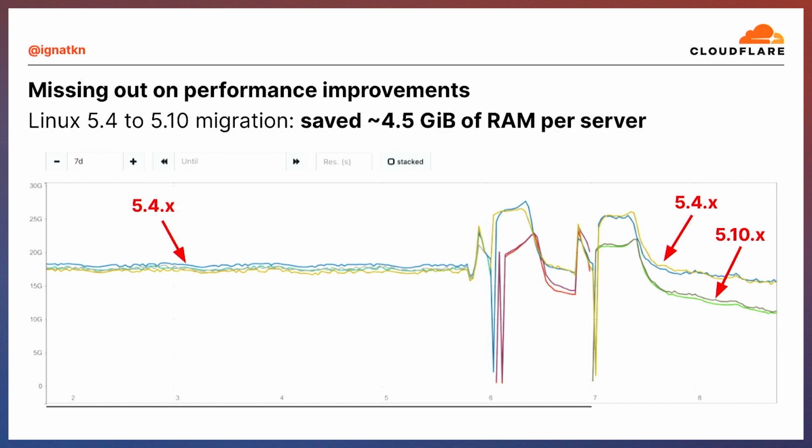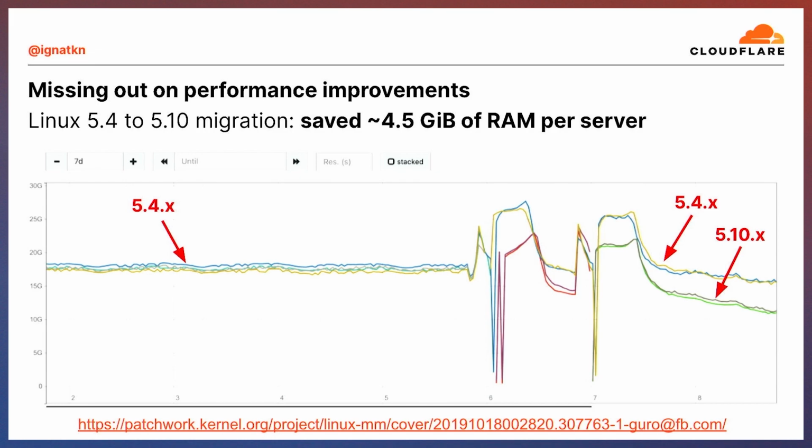So just by upgrading the kernel, we saved roughly 4.5 gigabytes of RAM per server. And you know, RAM is expensive these days. And thankfully, this is thanks to some folks from Facebook who contributed their improvements to the memory management subsystem. So you get this for free, right?